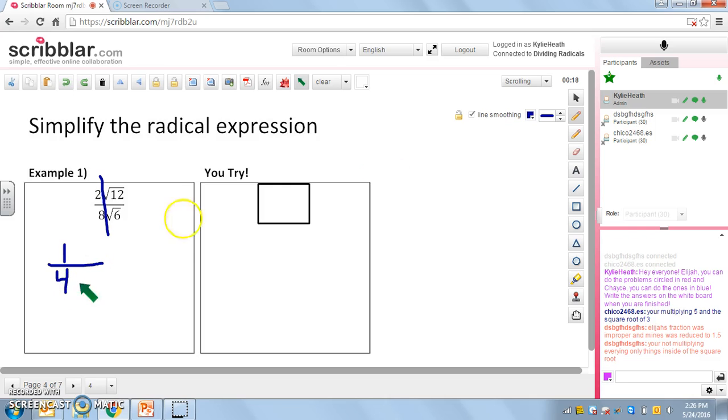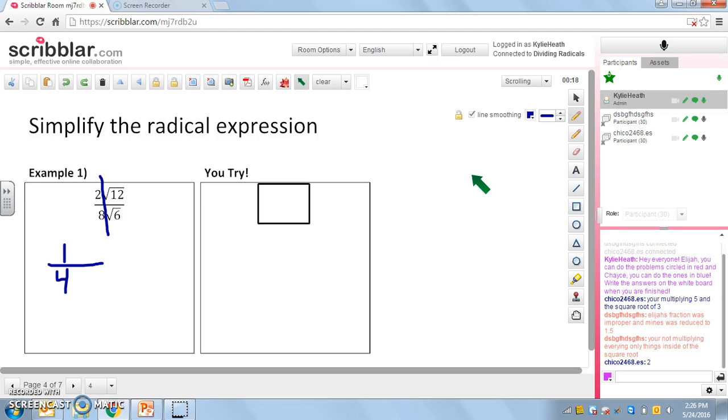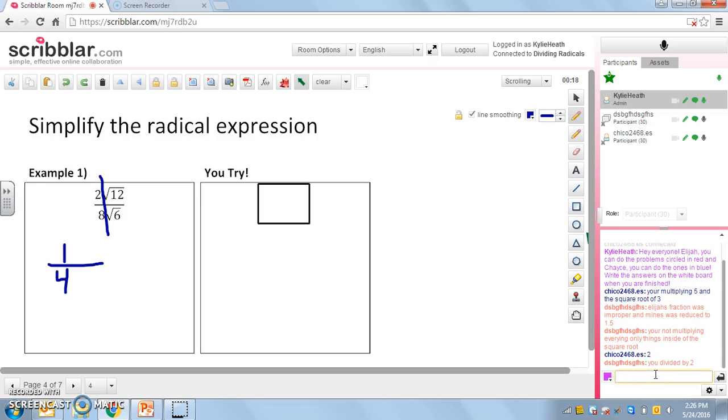Okay? Can someone in the chat box or even on the whiteboard screen show me what operation I did? What number did I divide 2 and 8 by to get 1 over 4? So you can either write it on the whiteboard or in the chat box. What did I divide 2 and 8 by? Very good, Elijah. 2, I see you typed down there.